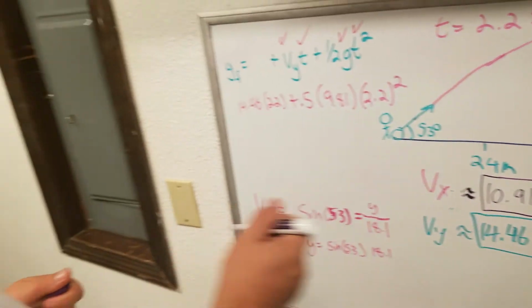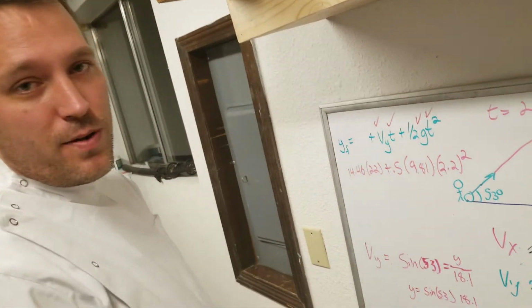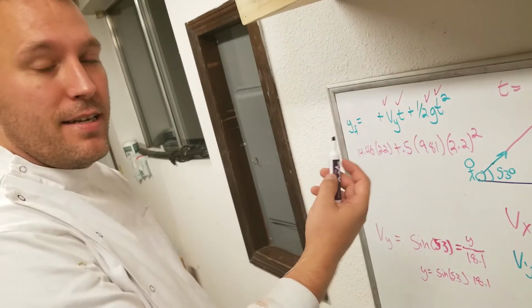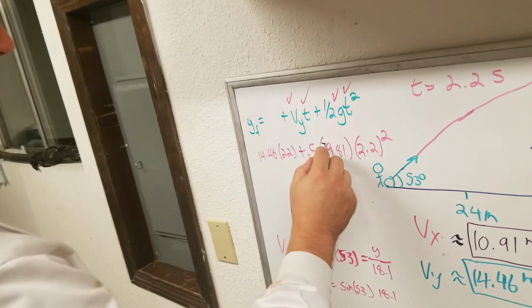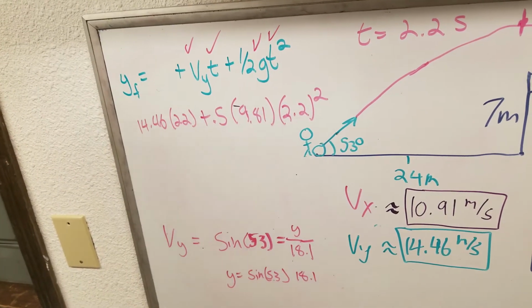Fundamental physics mistake. Hey guys, which way does gravity point? Down. So what happens when gravity points down and our velocity's up? I gotta make gravity negative. Very rookie mistake. My bad. Let's try that one more time, alright?